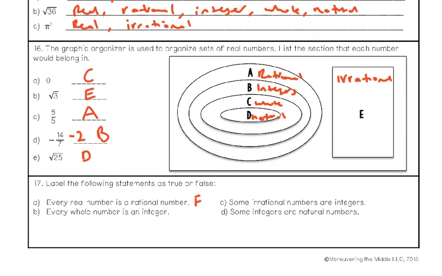B says every whole number is an integer. So every whole number is an integer. That's like saying every border collie is a dog. That is true. C says some irrational numbers are integers. So some of these irrational numbers are in this whole other box. That's false. They're only irrational. And then this last one says some integers are natural numbers. So some integers, for example, could be 5, 6, 7. Some of those are natural. Not all of them, because some of those are negatives, and negatives can't be natural. But some of the positive integers are natural numbers.